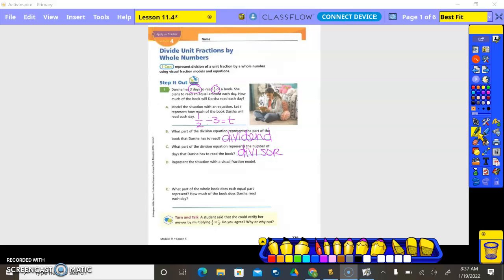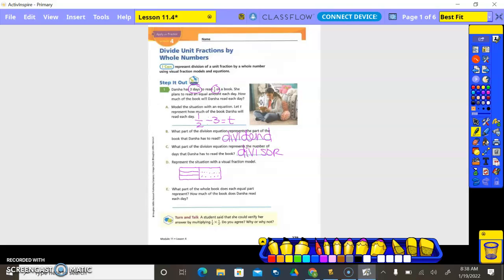Represent the situation with a visual fraction model. So we're going to draw our rectangle. Do we use the whole rectangle? No, we're only using half of it. Okay. And then of that half, we need to break that half into how many sections? 3. And then remember, the other half, I go ahead and dot out. We wouldn't use it, but we still need to show those pieces, correct?